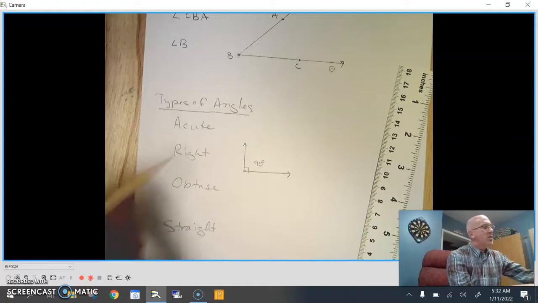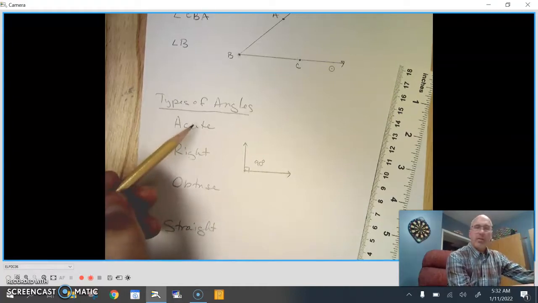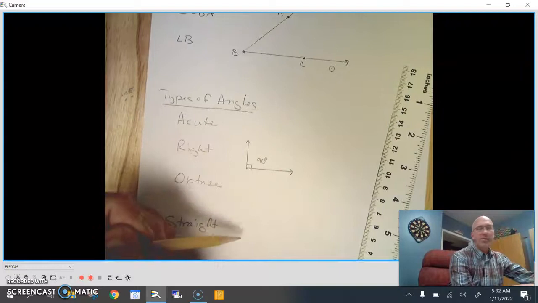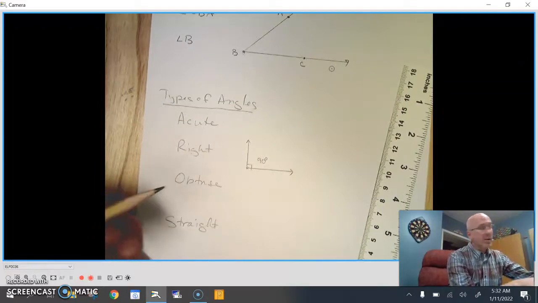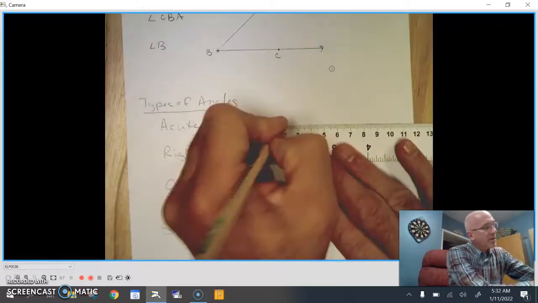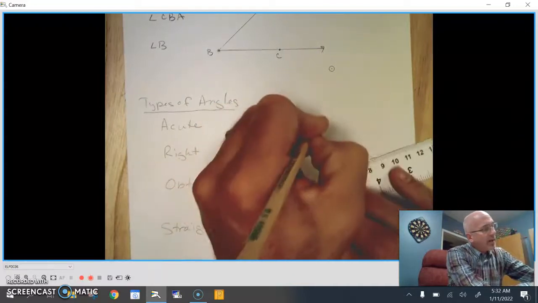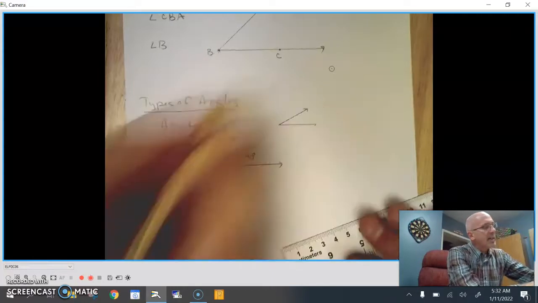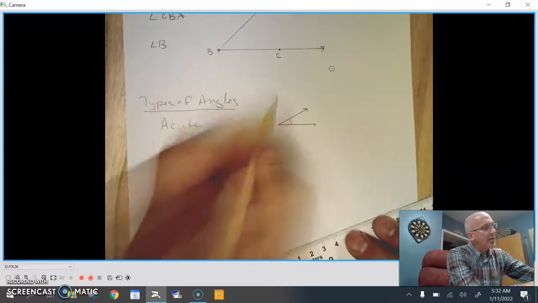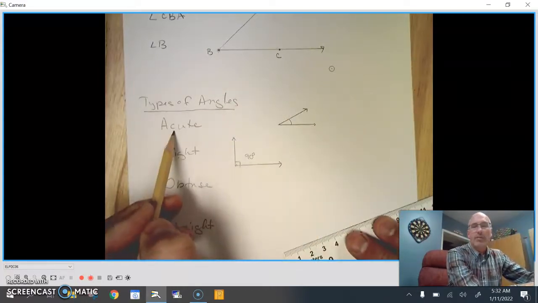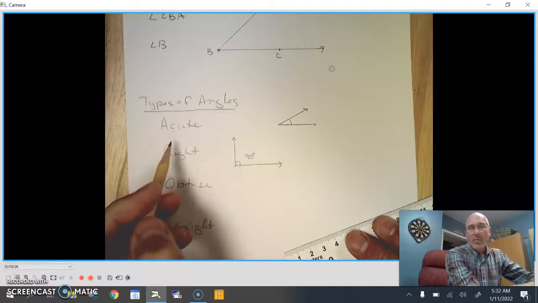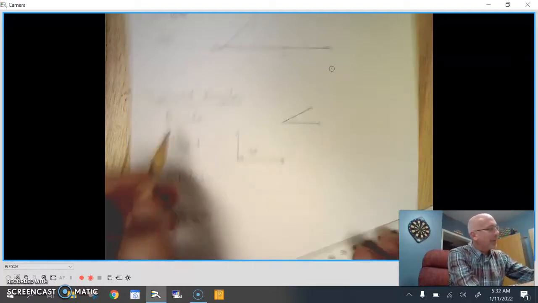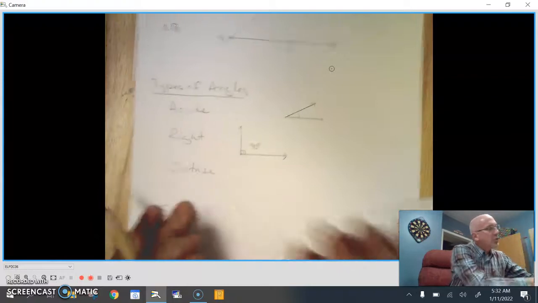Okay. So we now have some other ones that, if we have angles that equal 90 degrees, well, we have angles that are less than 90 degrees. So we can have an angle here that is less than 90 degrees. That is called an acute angle. And I'll get to how I remember that in a bit. And then obtuse.